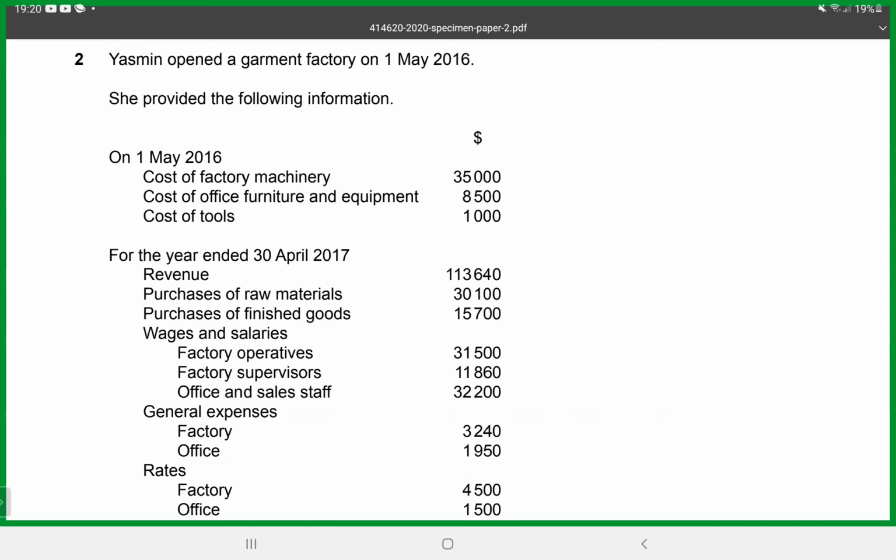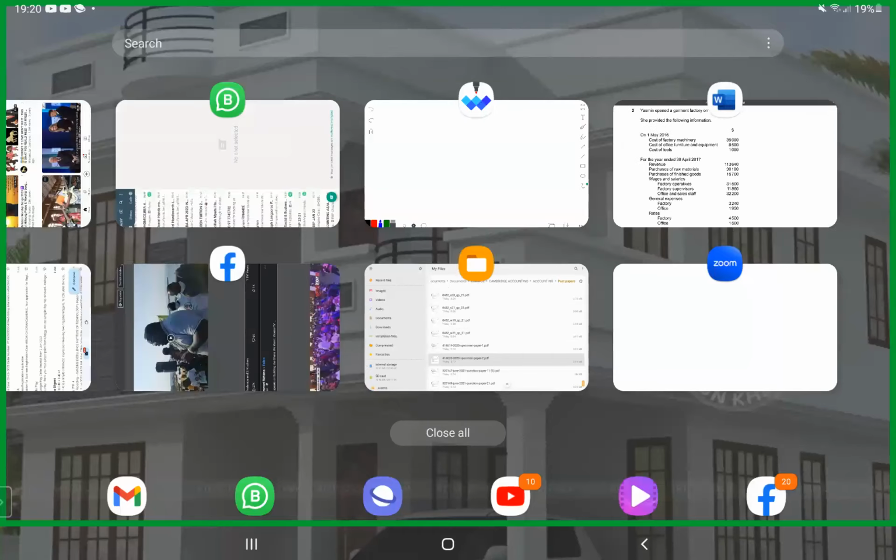The whole idea behind the manufacturing account is to assess the cost of what? The cost of production. We just want to assess the cost of production, of which that same cost of production is the one that we are going to post to the income statement of the finished goods.